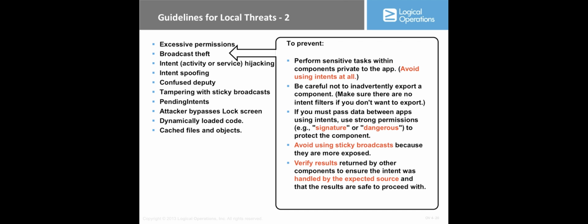So, basic guidelines for local threats, right? Excessive permissions: identify and remove unnecessary permissions. That is fairly simple. Broadcast theft: how do I deal with broadcast theft? Identify the permission level. Avoid using implicit intents at all. Make it all explicit in nature. And avoid using sticky broadcasts, since you cannot employ the protection level.